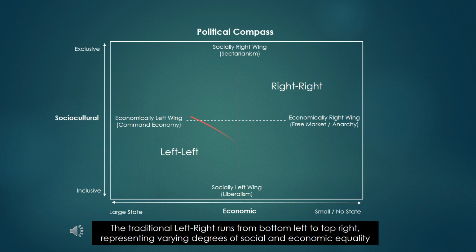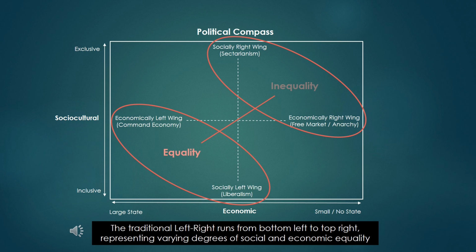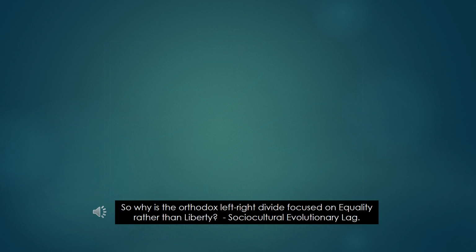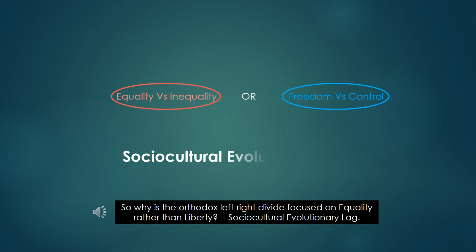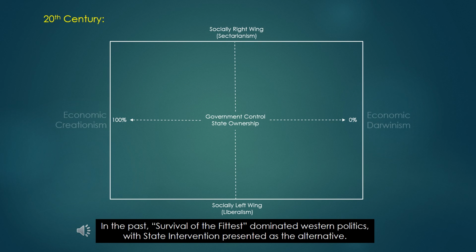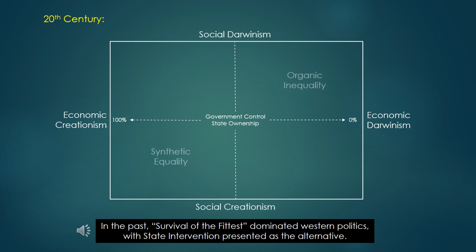The traditional left-right runs from bottom left to top right, representing varying degrees of social and economic equality. But perhaps the scale from top left to bottom right, representing varying degrees of liberty, is just as valid. So why is the orthodox left-right divide focused on equality rather than liberty? Socio-cultural evolutionary lag. In the past, survival of the fittest dominated Western politics, with state intervention presented as the alternative.